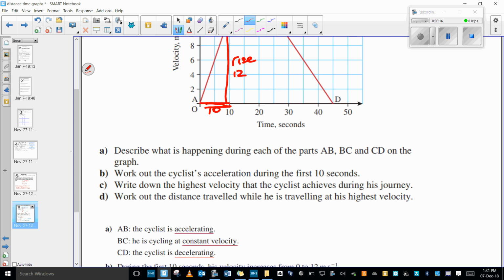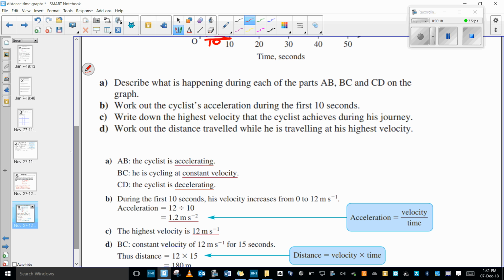So I guess I've got the answer here as well. So in the first 10 seconds it goes from 0 to 12, so it's 1.2. Now notice here, your unit for acceleration is meters per second squared. So that's what this ms minus 2 means: meters per second squared.